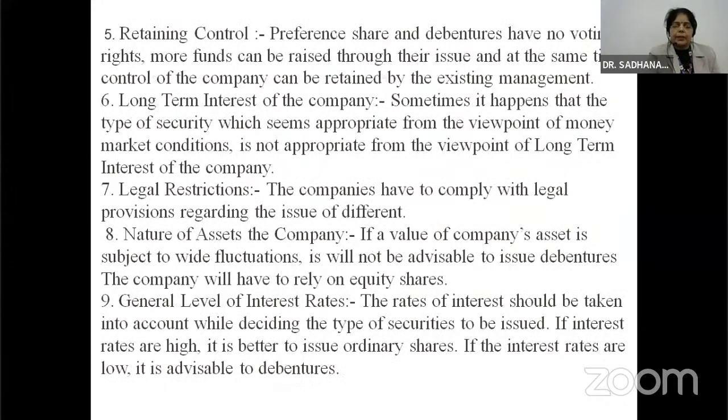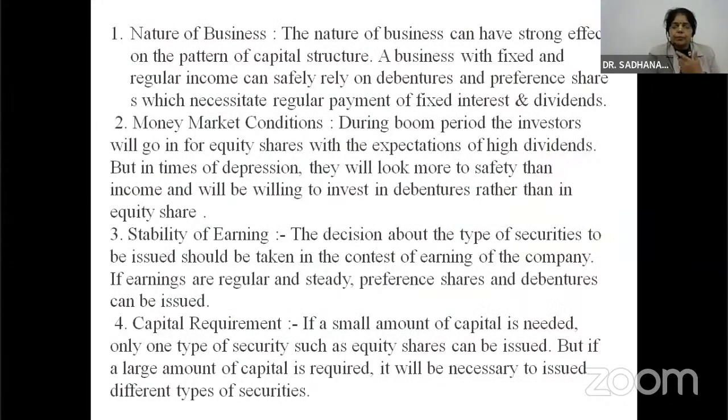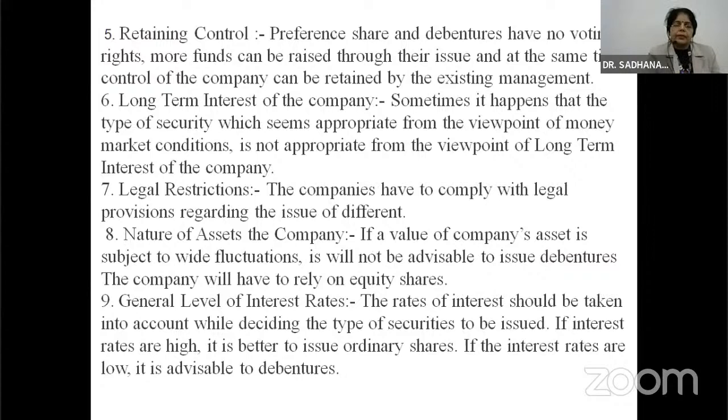And next one is the capital requirement. If a small amount of capital is needed, then only one type of security, related to the equity shares, can be issued. But if a large amount of capital is required, it will be necessary to issue different types of securities. And next one is the retained control. Preference shares and debentures have no voting rights, as everybody knows, and more funds can be raised through the issue, and the same control of the company can be retained by the existing management.